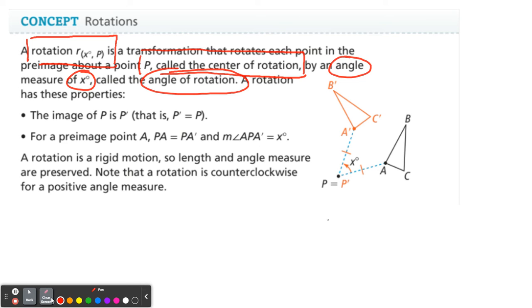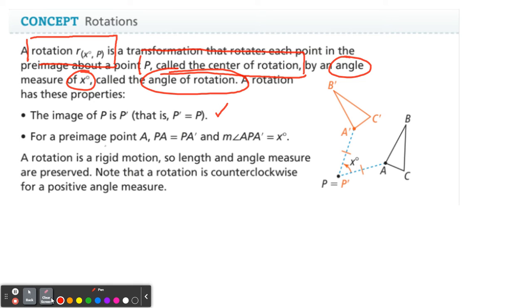A couple of things. First of all, if you're rotating around a point, the pre-image and the image for that point that you're rotating about are the same. Notice here that P is our center of rotation, so P and P prime are the same. If it was a point on the figure, say A, then A and A prime would be the same. Just be aware that if your point is the center of rotation, it doesn't move.